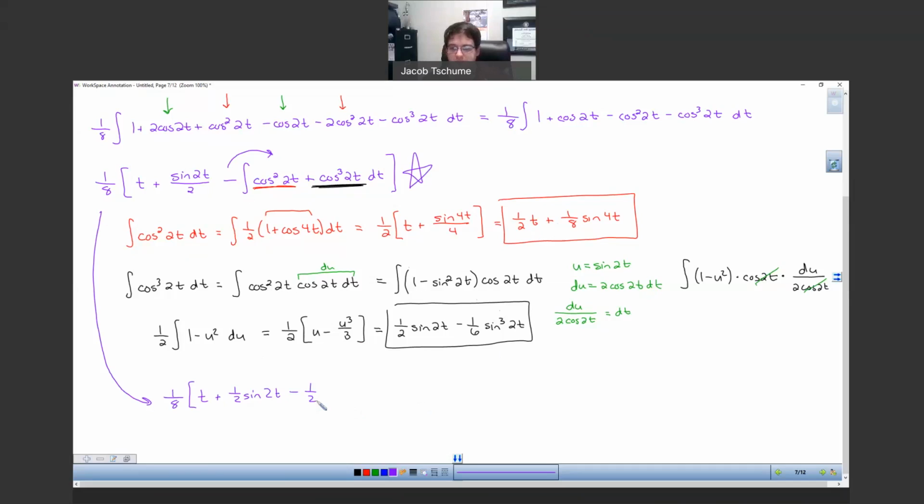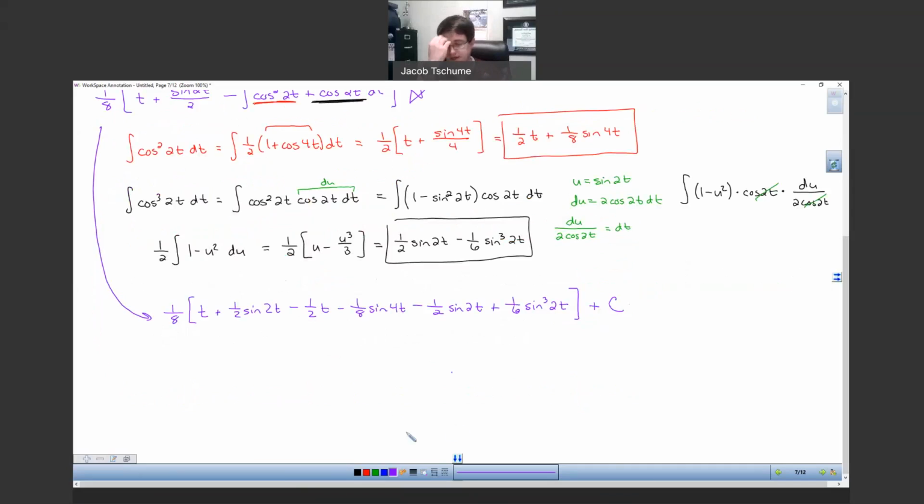So that's minus 1/2 t minus 1/8 sine of 4t. Then also distribute the negative to the two parts in black here. That would be minus 1/2 sine of 2t plus 1/6 sine cubed of 2t. And now that I'm officially done integrating this problem and that it's indefinite, don't forget, now you have a plus c to worry about.